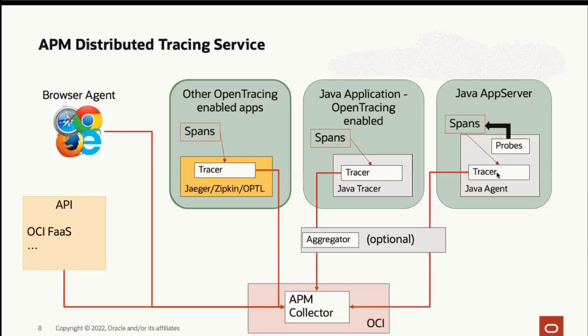Of course, as I said, we have a browser agent that sends the data, and we support an open API that we use internally, for example, in Fusion as a function as a service. For example, you check a flag and it will send a span to our service.